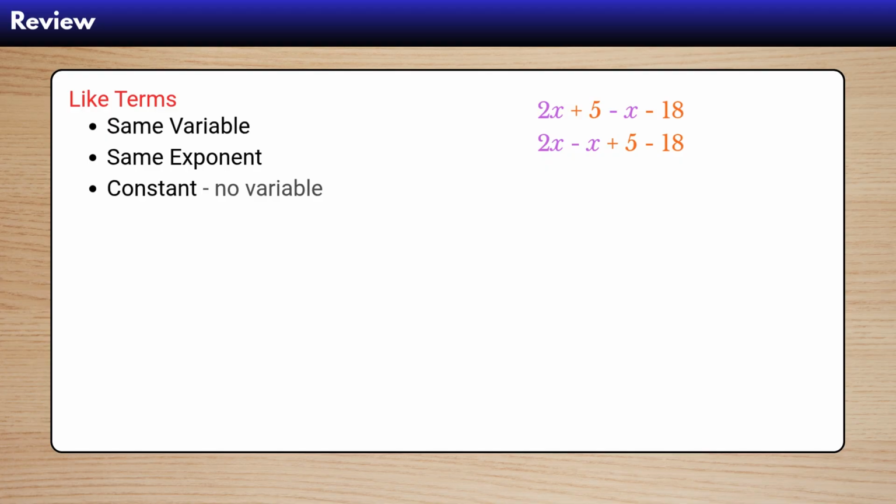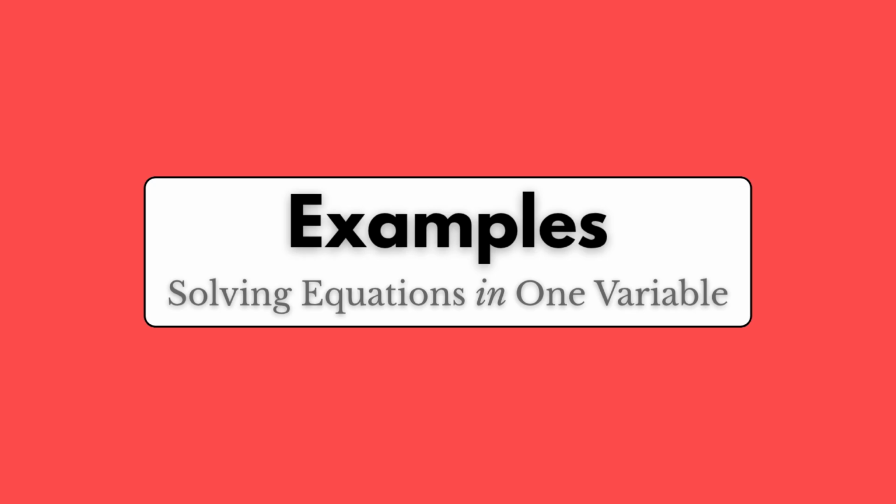Combining like terms, 2x and negative x will give us a positive 1x, and positive 5 and negative 18 will give us negative 13, giving us the simplified expression x minus 13. Right, this video is about solving equations in one variable, so let's get into some examples.